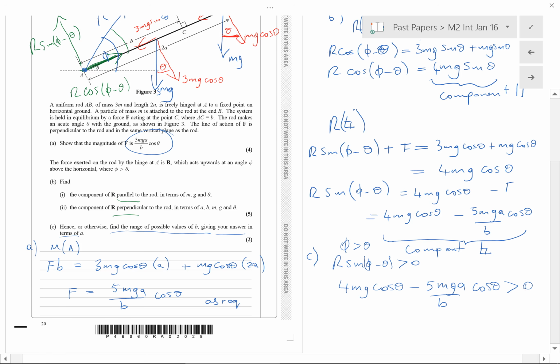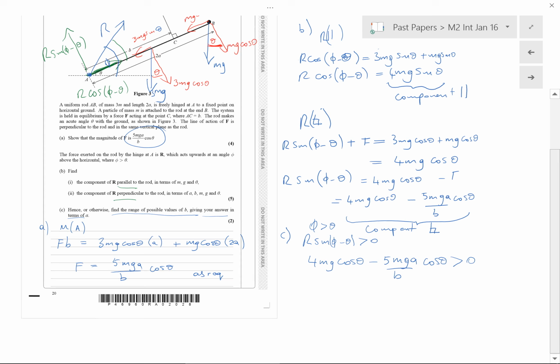Okay, so hopefully this is going to work out nicely. We're going to do some cancelling again. a doesn't cancel, obviously, but m, g and cos theta will cancel. Now normally we'd have to be careful about cos theta if we thought it was negative, but it definitely isn't here because theta is acute, so there's no problem with reversing inequalities or any such thing.